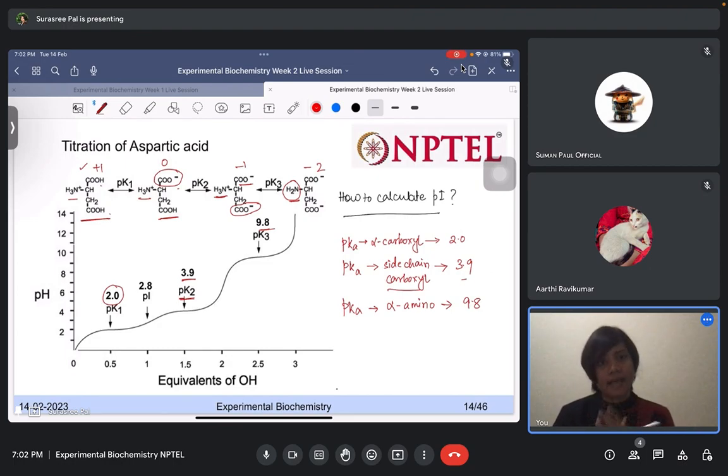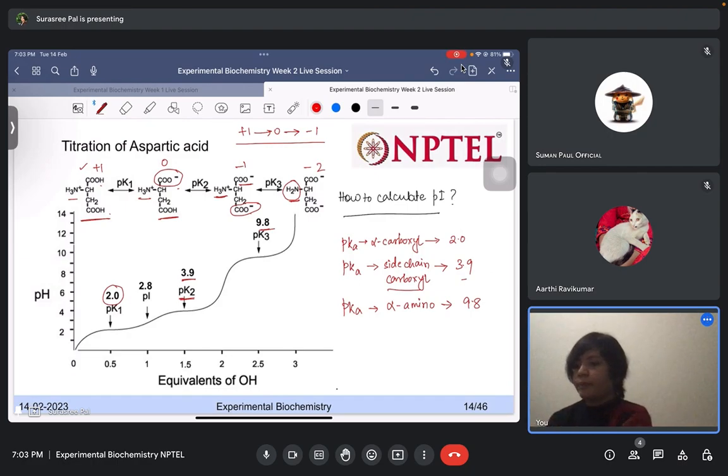But how to calculate the pI of this aspartic acid? So remember, when we have amino acids which have greater than 2 pKa values, that means it has a pKa for its side chain as well, then what we do, we calculate the pI for this region of +1 to 0 to -1. So that is the charge of the molecule, right? So when the molecule is charged as +1 and is changing to 0, and finally when from 0 it is changing to -1, this is the zone that we consider for calculating our pI.